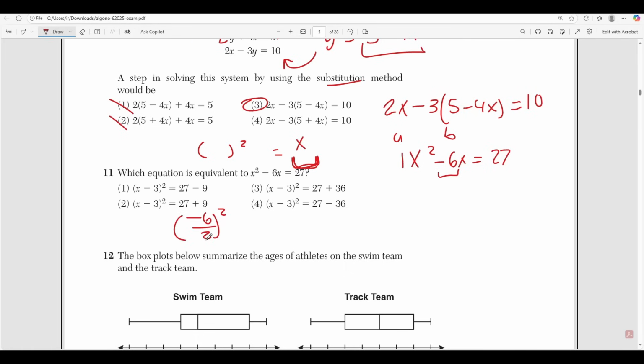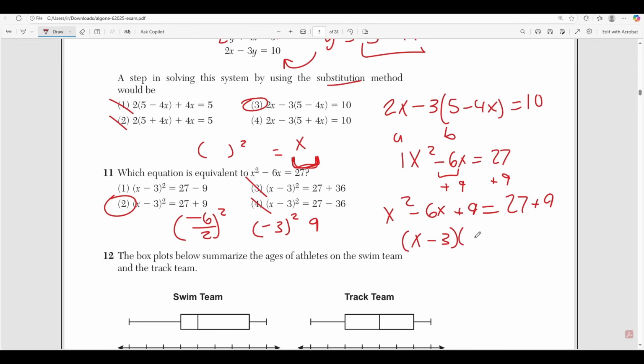So -6 divided by 2 is -3, -3 squared is 9. Once you took your b over 2 squared, you added it to both sides. So now you have x squared minus 6x plus 9 is equal to 27 plus 9. From this, we can eliminate choices 3 and 4, obviously. Now we're left with choices 1 and 2, and obviously the answer is choice 2. You can then factor x squared minus 6x plus 9 into x minus 3 times x minus 3, or x minus 3 squared, and that's equal to 27 plus 9.